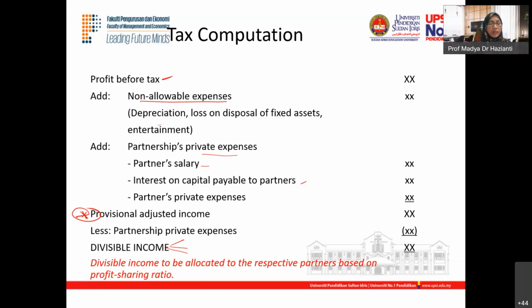Okay, tak ada fix, tak ada fix. Katakan partnership 2 orang mesti 50-50, tak, not necessarily. Up to the partnership or up to the partners to decide lah, based on the different types of partners tadi tu. So up to them to decide berapa persen will go to which partner.